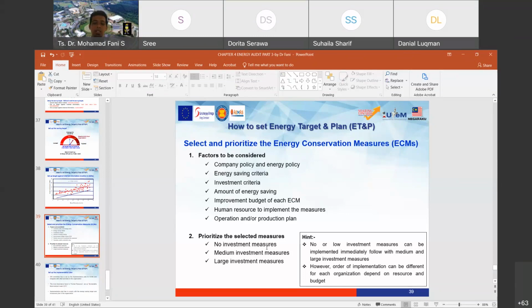So this 120K for 1 year, you can invest in a medium investment. For example, to replace the conventional lamp with LED lamps, or to replace something with efficiency following the MyMaps 5-star rating. For example, to replace the conventional split units with 5-star rating split units.